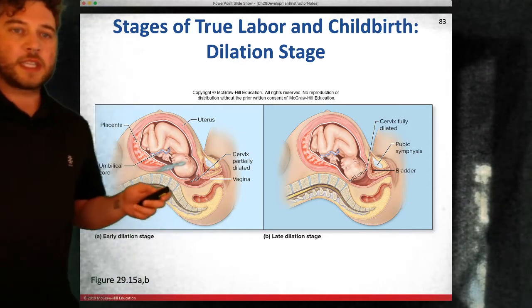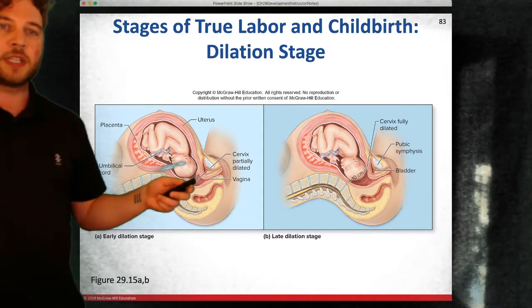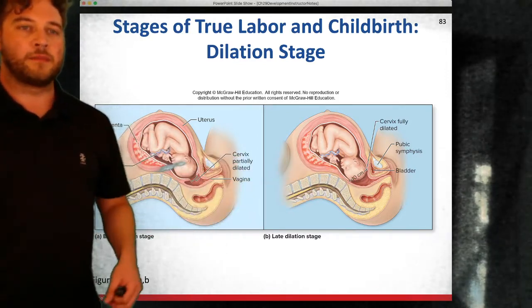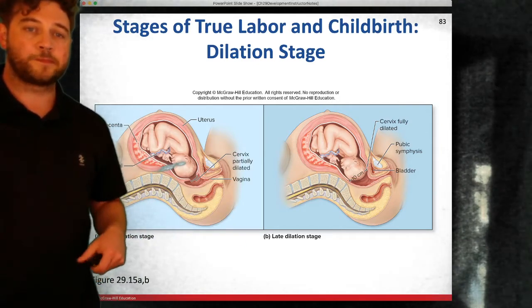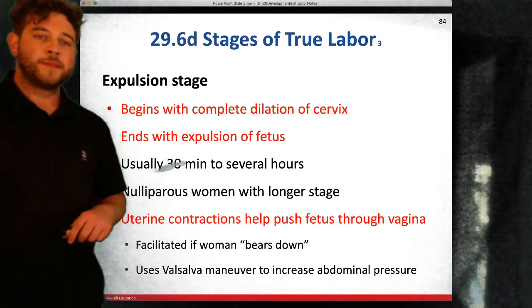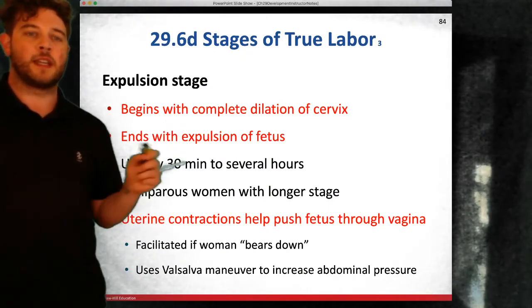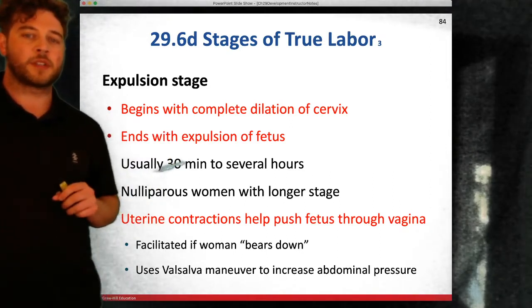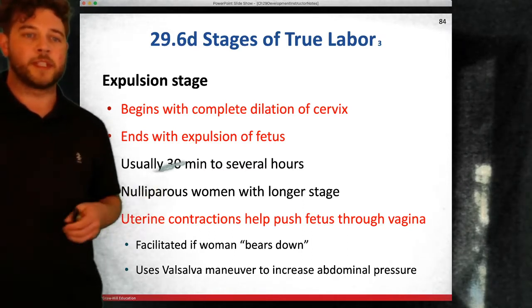So in this one, you can see how the cervix is partially dilated, that entrance to the vagina is partially dilated, whereas over here, it's 10 centimeters to allow some accommodation for the head of the fetus. The expulsion stage begins with the complete dilation of the cervix and ends with the expulsion of the fetus, usually 30 minutes to several hours.